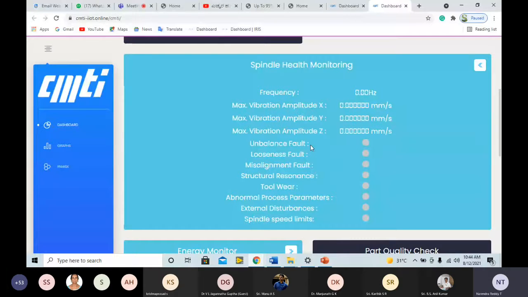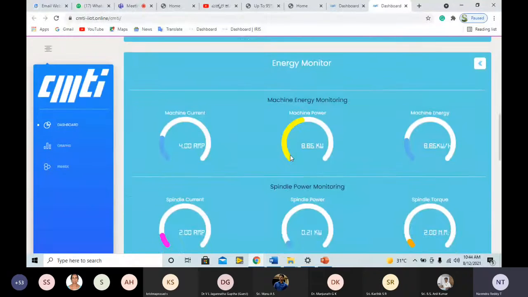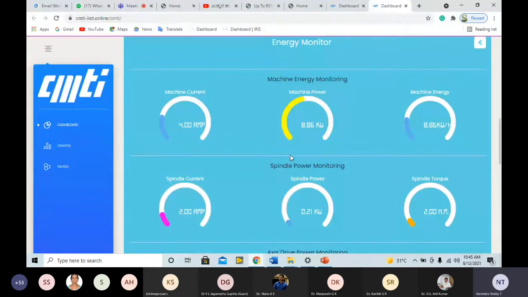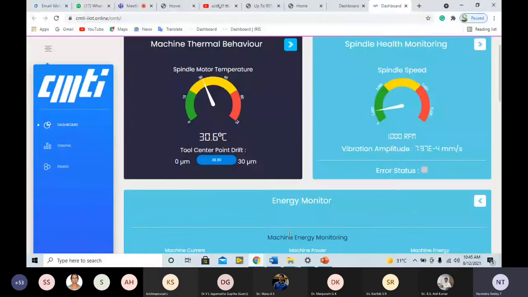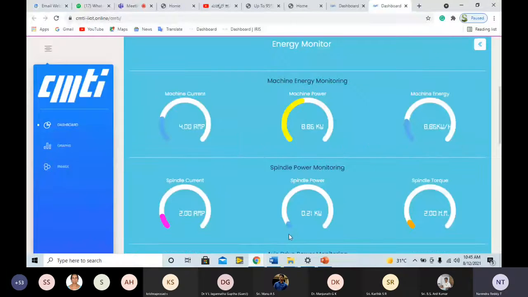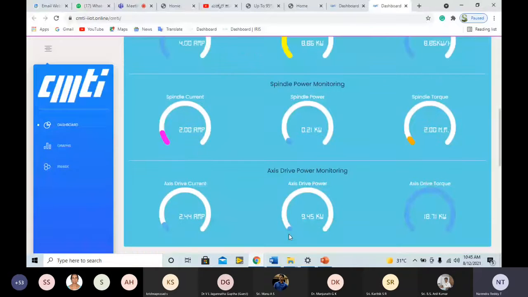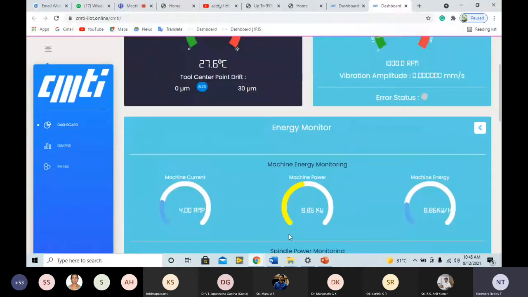And for energy monitoring, whenever some students want to cut different materials, during that time they can monitor just the current information or power information. They can link it to their process, to see from material to material how the power or torque requirements are changing. This is a simple 500 rupees sensor. With that you can get all this information.